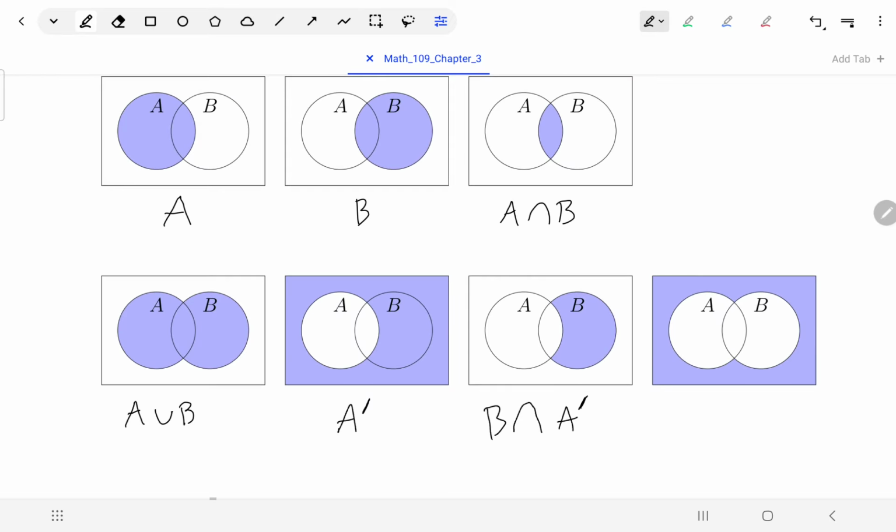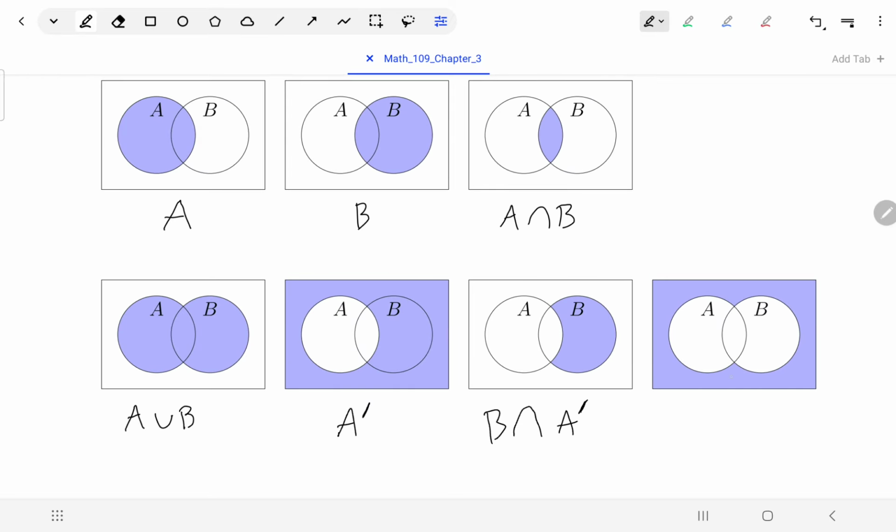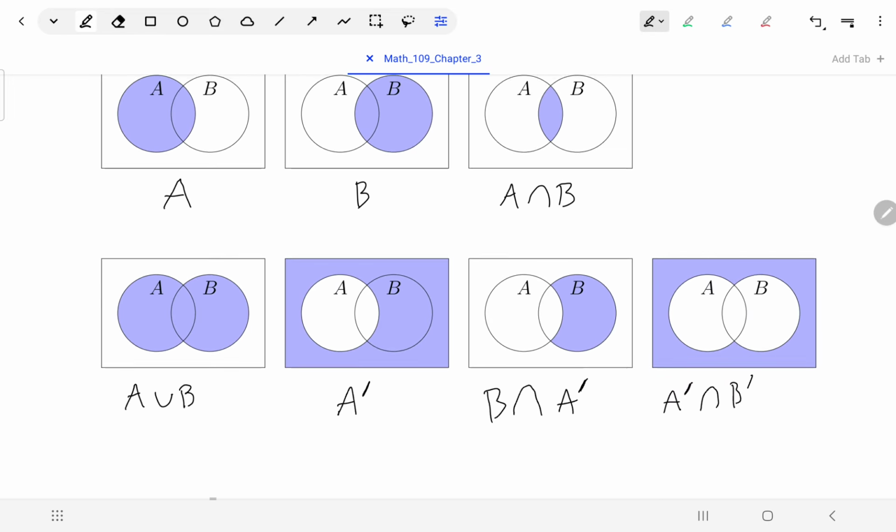You could do that actually with this last one if you wanted to. For this last shaded region, where are you? Well, I'm not inside of A, so I'm in A complement. And at the same time, I'm not inside of B, so I'm inside of B complement. So that's one answer that you could give.